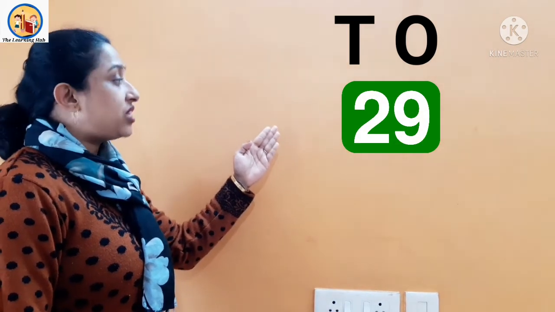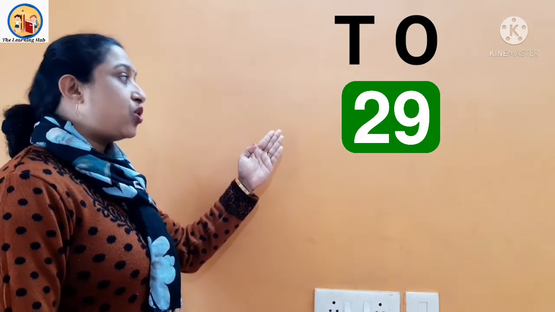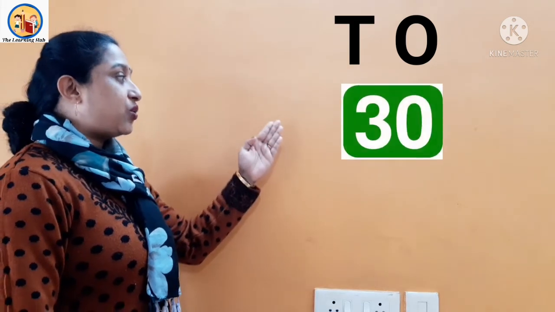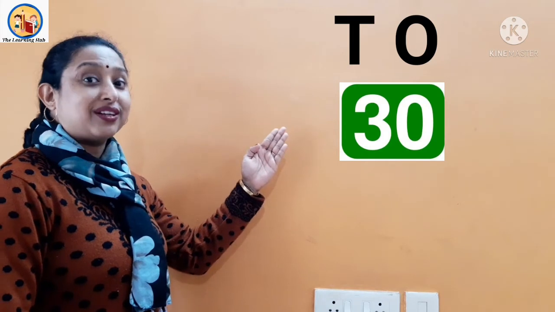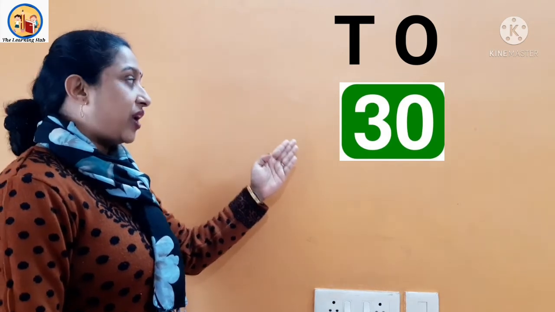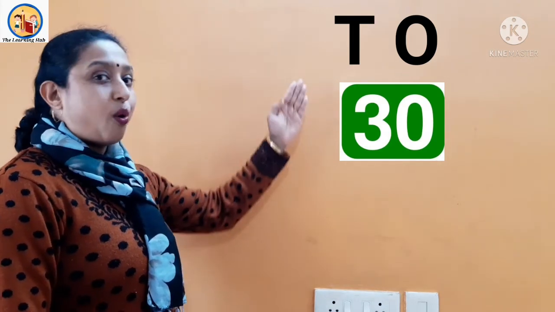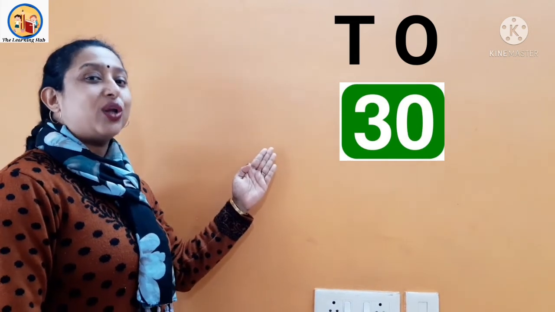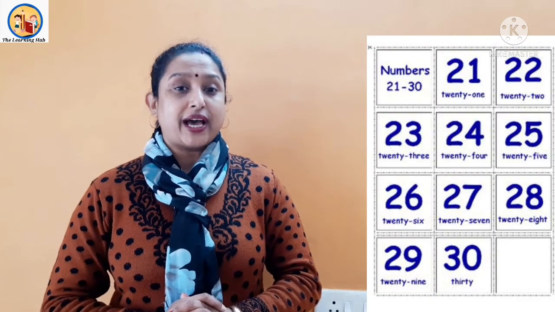2, 9, 29. 2 tens and 9 ones. It makes 2, 9, 29. Then the next number is 3, 0, 30. Yes, 3 tens, 0 ones. 3 tens means 3, 0, 30. Children, so let's recall one more time.